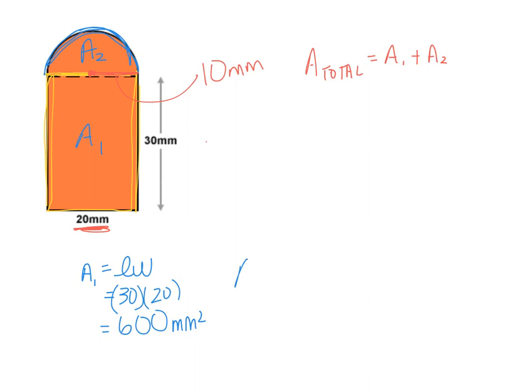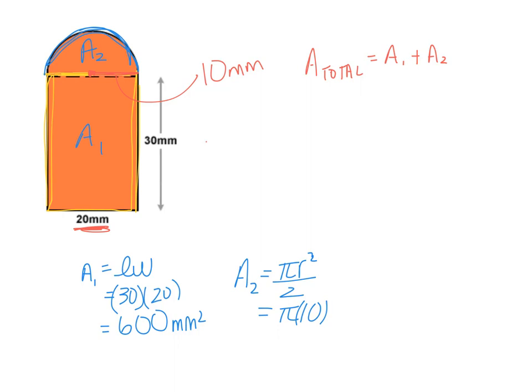Now I can do A2. A2 is a semicircle. So the formula for a circle is pi r squared, and for a semicircle it is pi r squared divided by 2. How do I find half of anything? I divide by 2. So then I substitute pi, remember radius is 10, not 20, because the radius is half of the diameter. Half of the diameter is 10, the full diameter is 20. That's how I get the radius as 10.